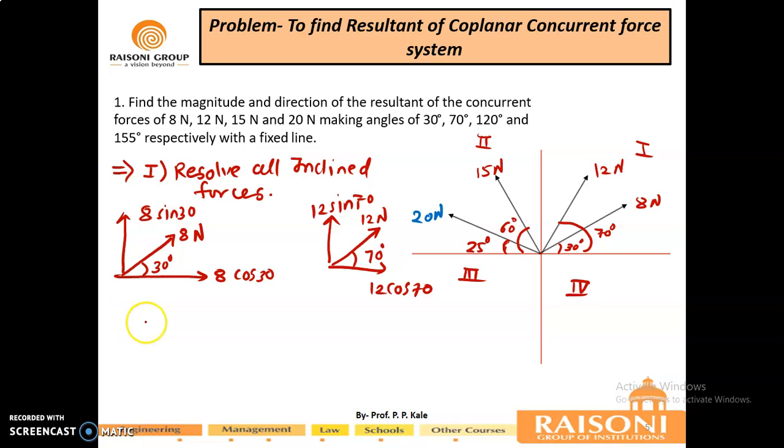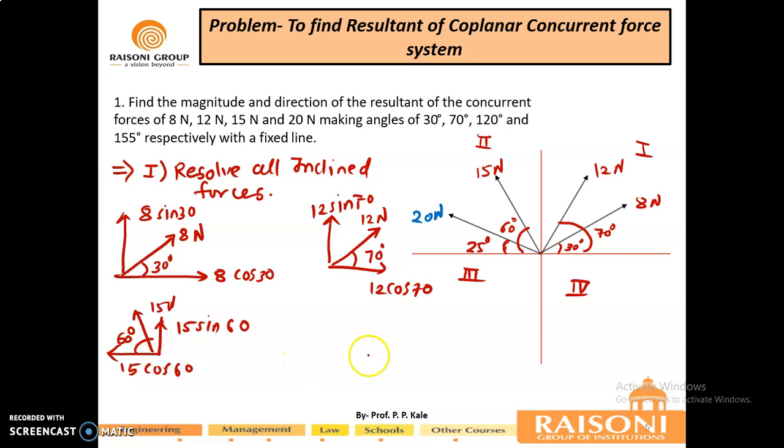Now the third force, which is acting in the second quadrant, that is 15 Newton. So its components will represent the second quadrant. This will be 15 sine, since theta is known to us with respect to horizontal, that is 60 degree. So this is 15 sine 60, and this will be 15 cos 60.